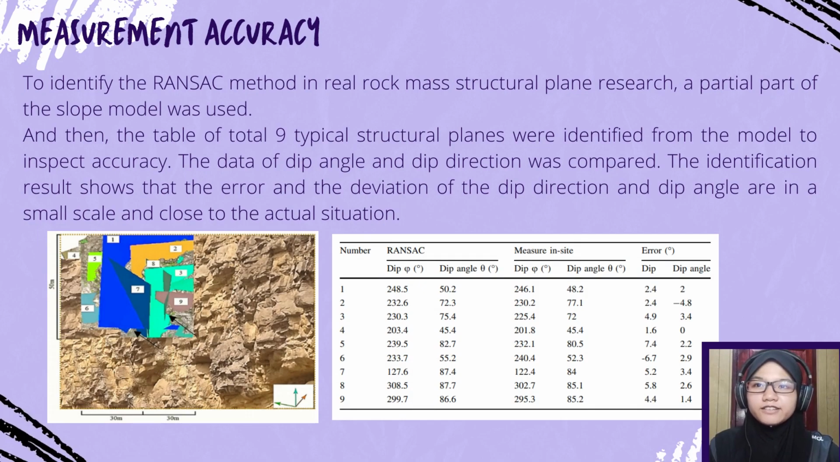Then, to identify the RANSAC method in real rock mass structural plane research, a partial part of the slope model was used, and a total of 9 typical structural planes were identified from the model. To inspect accuracy, the data of dip angle and dip direction was compared. The identification result showed that the error and deviation of the dip direction and dip angle are on a small scale and close to the actual situation.